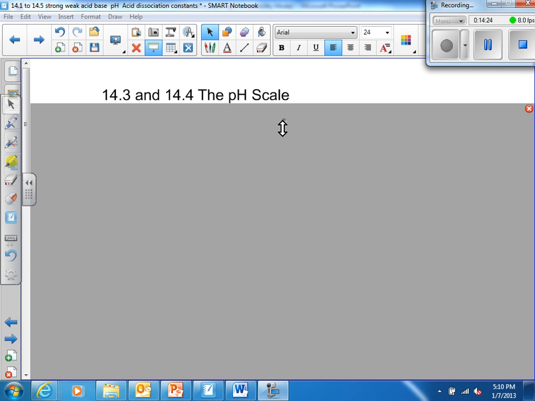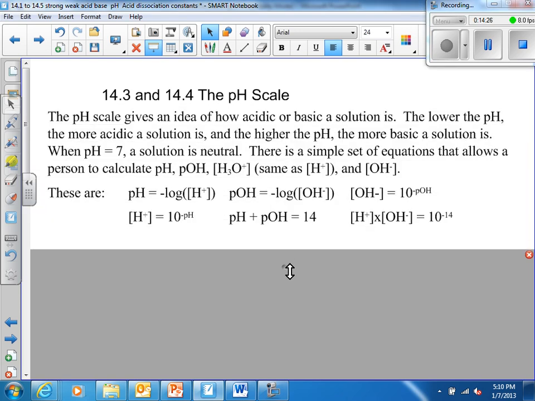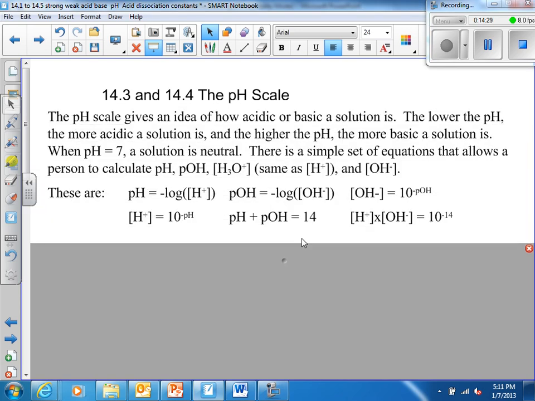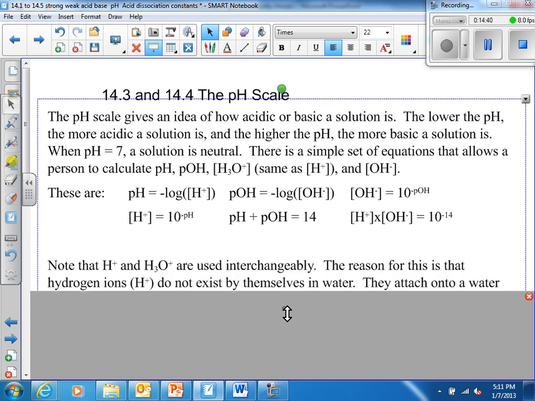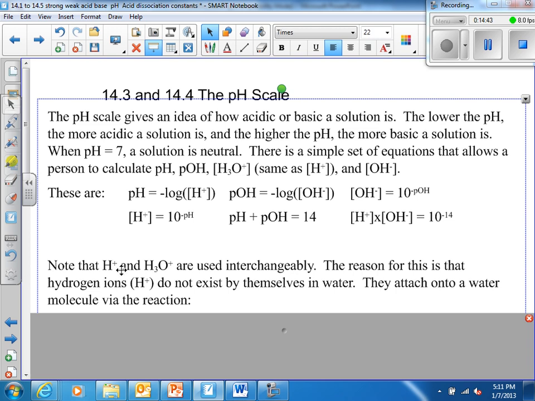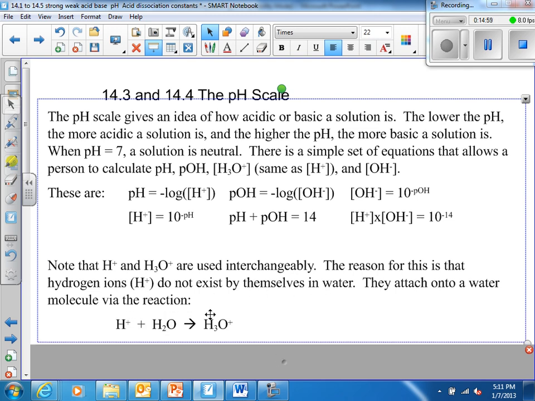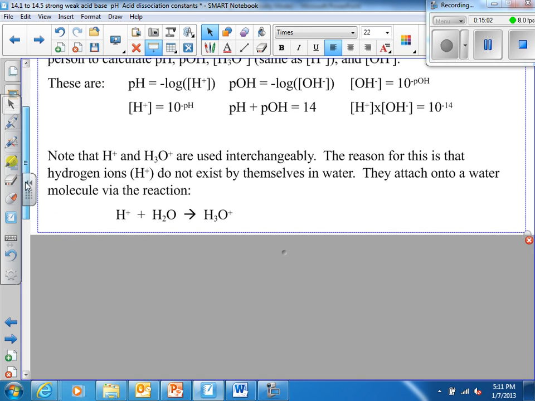Next section, 14.3 and 14.4, the pH scale. Now, this is really a review. Here's some information. If you need to pause, read through that. You've got your 6 equations. And you use these 6 equations to calculate pH, pOH, et cetera. I said this earlier. Note that H plus and H3O plus, hydronium, can be used interchangeably. Hydrogen ions do not exist by themselves in water. They attach onto water molecules via this reaction, creating hydronium.